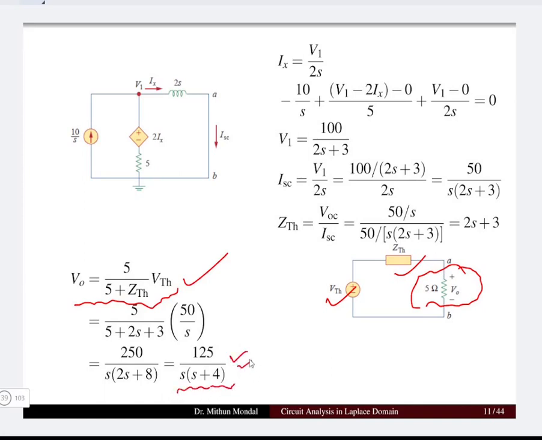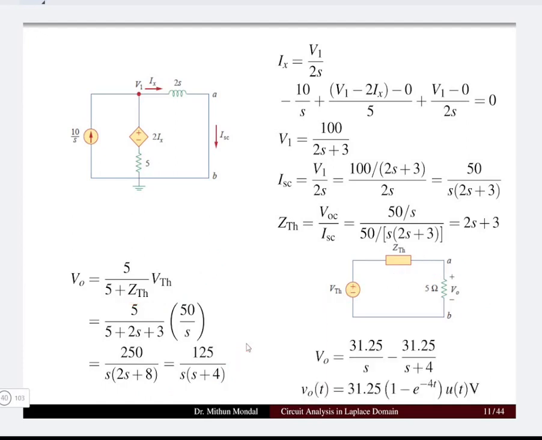This is in the frequency domain. We can use the inverse Laplace transform to get the equation in the time domain. So we get in the time domain the voltage across the 5 ohm resistor by taking the inverse Laplace transform of V naught of s. The answer is 31.25 (1 minus e to the power minus 4t) u of t volts.